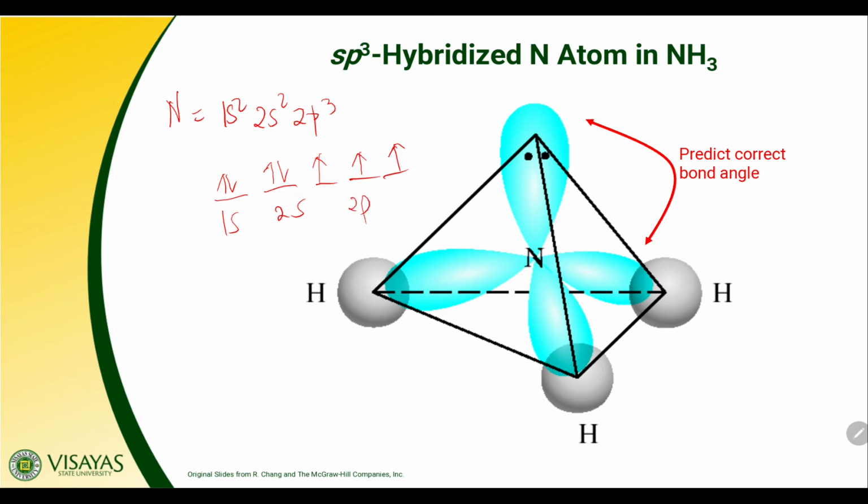What happens here is that the s orbital overlaps with the 3 p orbitals to form 4 sp3 hybrid orbitals. These blue ones here are our 4 sp3 hybrid orbitals, and they're the ones that overlap with the s orbitals of the hydrogen atoms. So that is why we have a 107 degree bond angle.